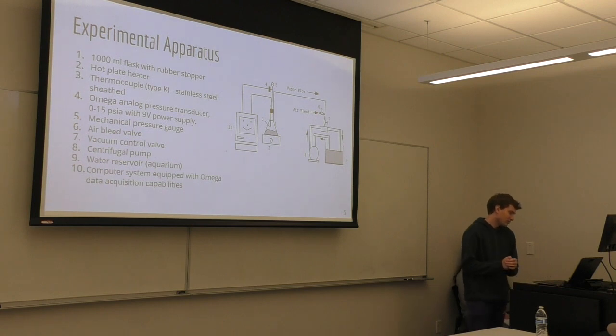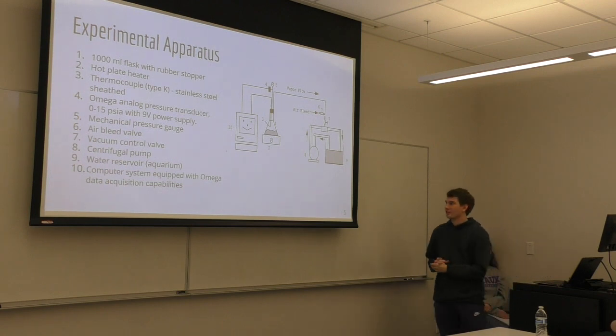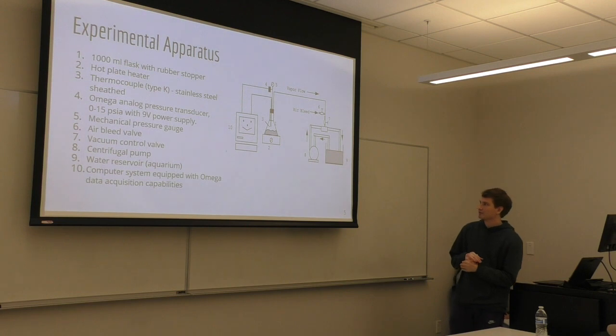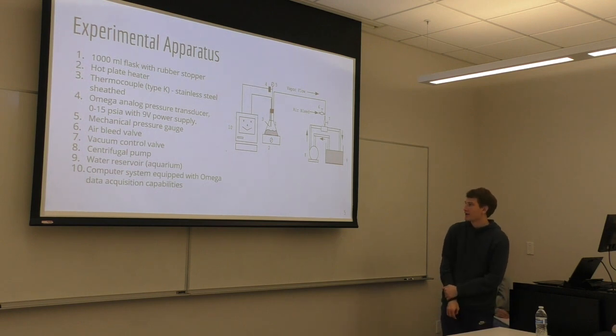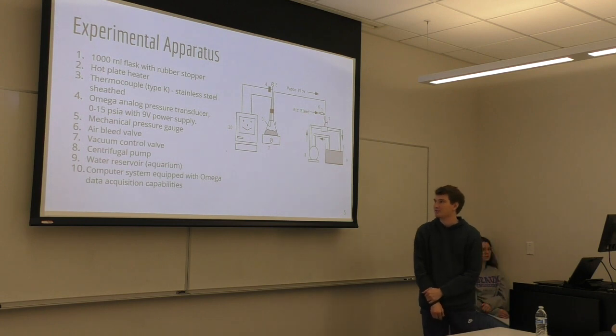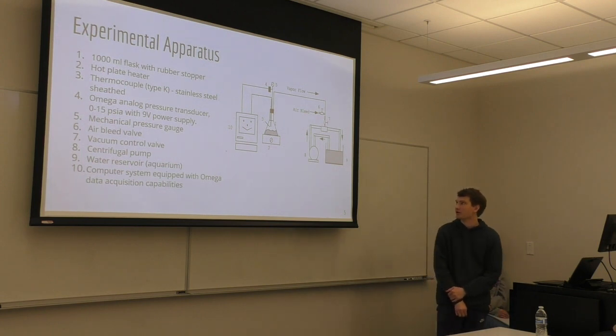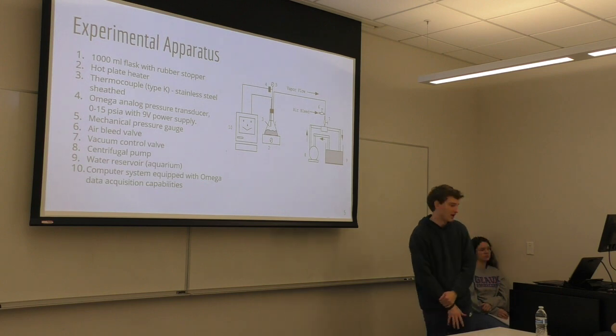So our experimental apparatus, there's quite a number of things that go into our apparatus. We start off with the flask, the hot plate, the vacuum, which plays a role in our experiment, the vacuum control valve, the centrifugal pump, the water reservoir, and our DAQ system that will collect the data, as well as the thermocouple and the rubber stopper on top of the flask.